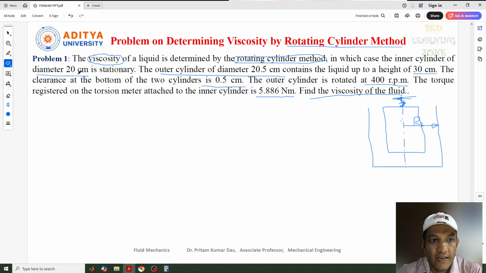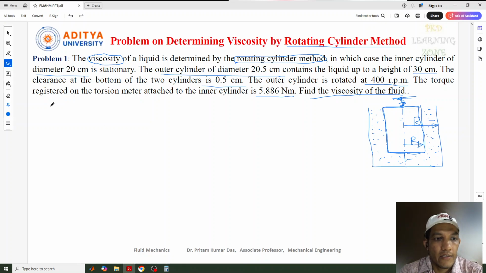Here the inner cylinder diameter and outer cylinder diameter are given. This is the inner cylinder, whose diameter is given as 20 centimeter, and which is stationary. In between, we have the liquid whose viscosity needs to be measured. So this is the liquid present between these two cylinders. This is the inner one, we can call this R1, and this is R2.